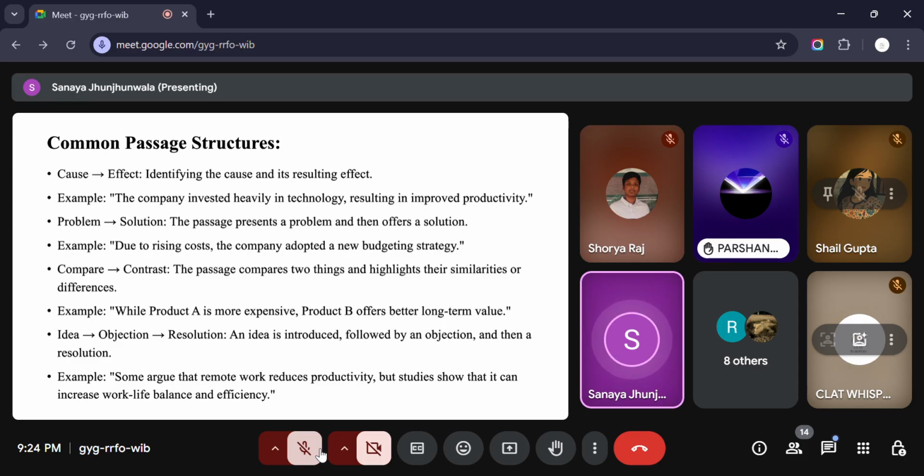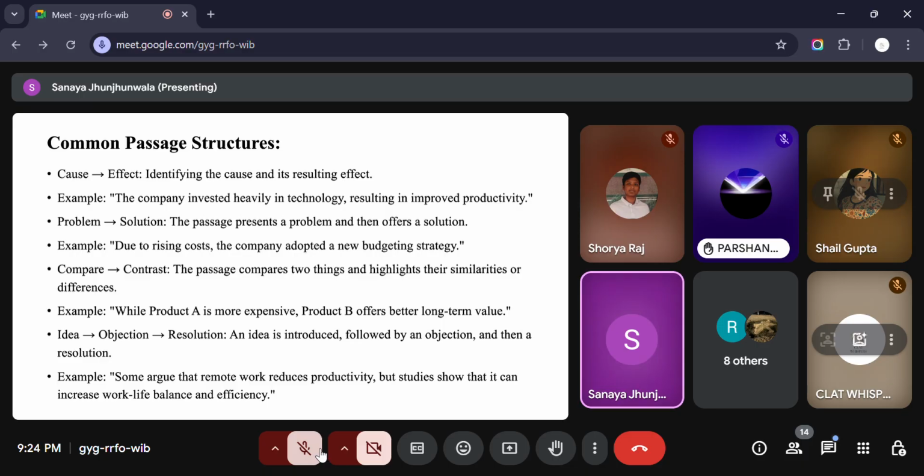Now see the second, problem solution. The passage presents a problem and then offers a solution. But I'll make it very clear, every passage won't have all of these. Sometimes they'll only mention the problem and its causes but won't give a solution. They're only talking about the effects, but they're not talking about the cause. So this is just general understanding, okay? See an example of problem solution: due to rising costs, the company adopted a new budgeting strategy.